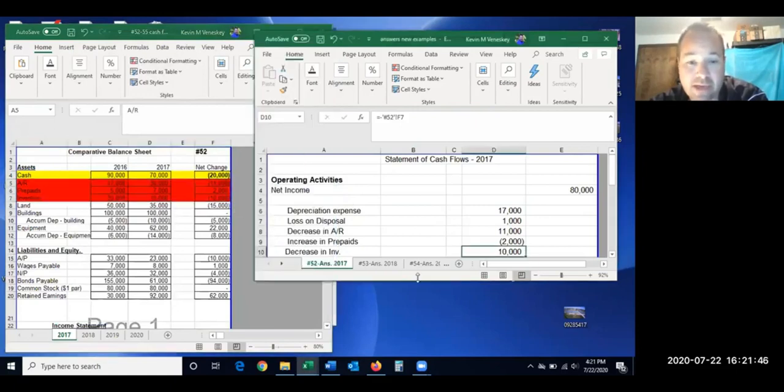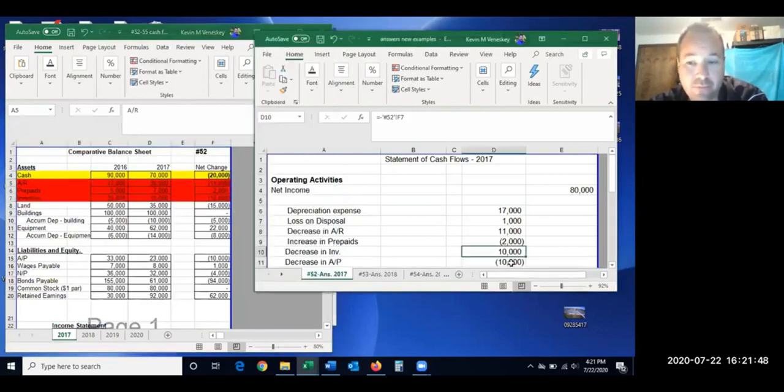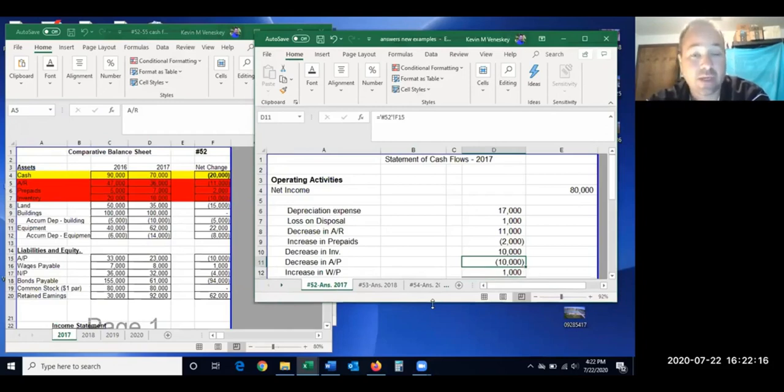So I come down here, I have a decrease in accounts payable. My accounts payable went down. That means I paid out money. So I need to show that I paid out money. I lost cash. And then my last one here, my wages payable, it went up by 1,000. So in the short term, I saved some cash. My expenses would have shown extra cash being spent, but it really wasn't. So whenever current liabilities go up, that means my cash goes up.